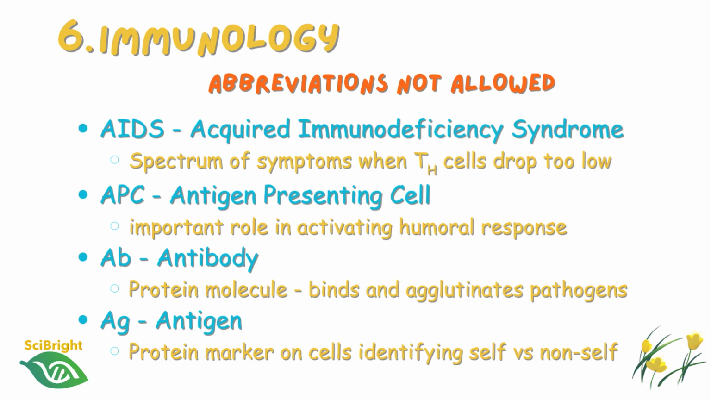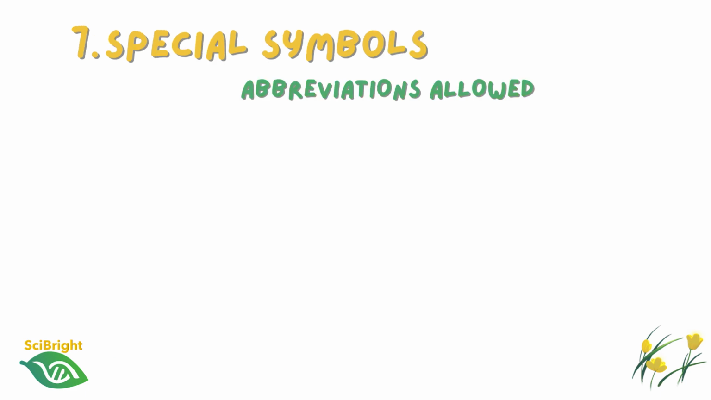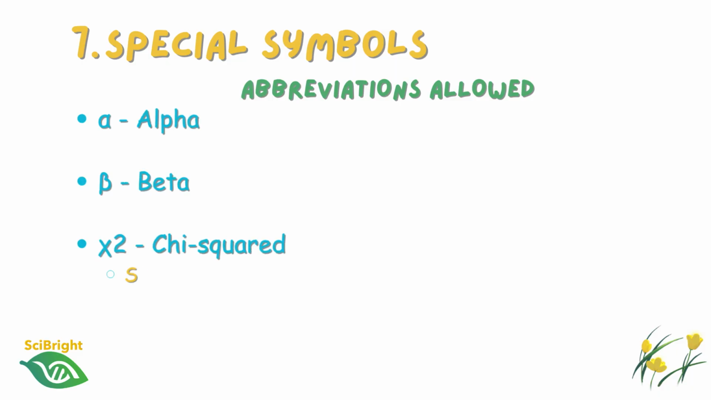We also don't have APC for antigen presenting cell on our approved abbreviation list, nor have we got AB for antibody or AG for antigen. Our final group of terms on the recently released official AQA list are some special symbols. So alpha and beta, we are allowed, and you might be using these to describe the different isomers of glucose or your alpha helix or beta pleated sheet in proteins.